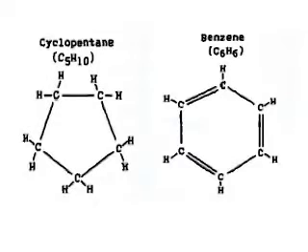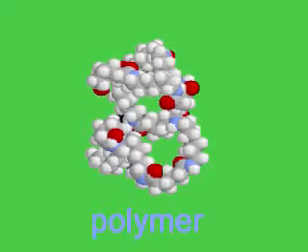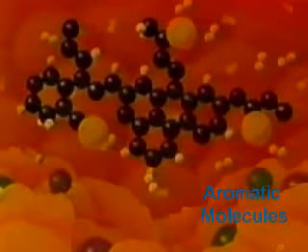Also, the carbons can form ringed configurations. A 5-carbon ring molecule is called cyclopentane, and a 6-carbon ring with 3 double bonds is called benzene. These are used in chemical reactions to make plastics and polymers. Ring molecules are called the aromatic molecules.